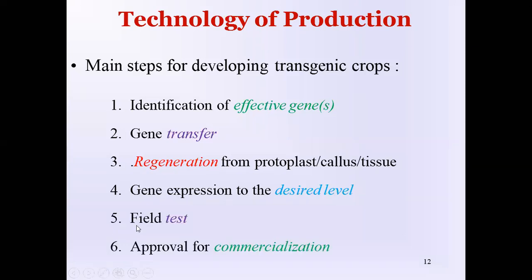And the fifth one is the field test: whether it is expressing in the field, and whether it is not producing any problem in the field. So we will have a field test, and after that we will need to have it approved for the commercialization process. These are the 6 steps involved in developing any transgenic plants. Any questions regarding it?